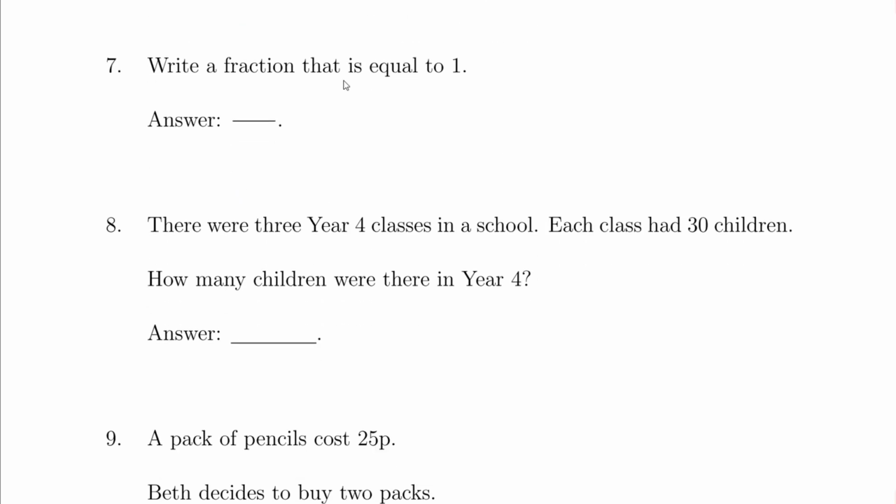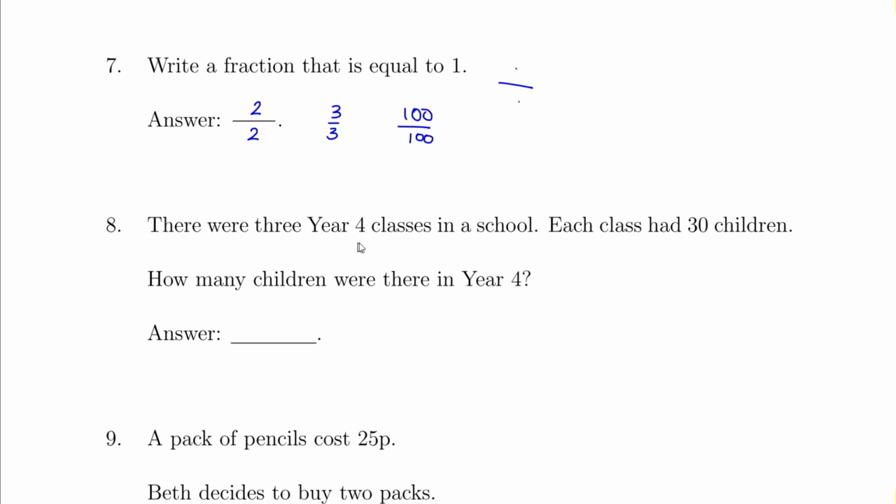Next question, 7. Write a fraction that is equal to 1. Well, to make a fraction equal to 1, just pick any number and divide it by the same number. That would be 1, because anything divided by the same number will be 1. So you can choose like 2 by 2 or 3 by 3, even 100 by 100. Those fractions are equal to 1. You can choose any number you like, then put the same number at the bottom. That's it.